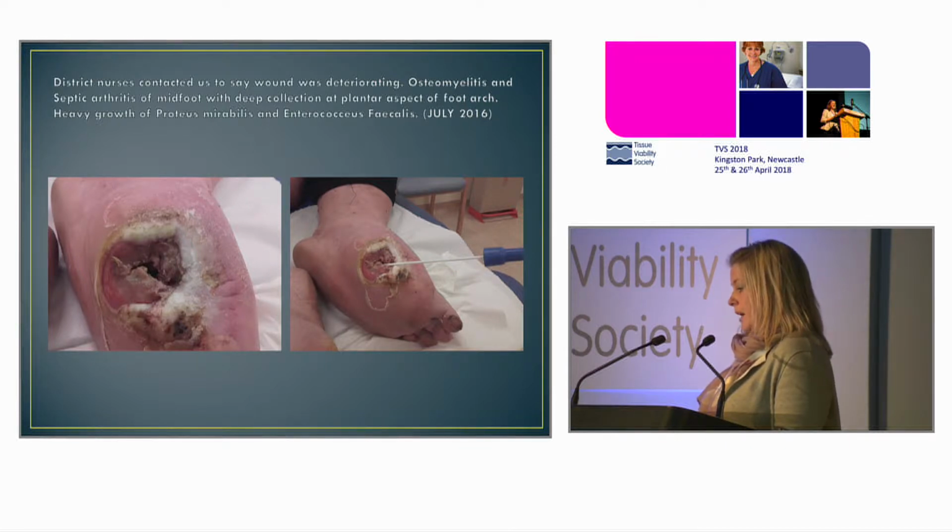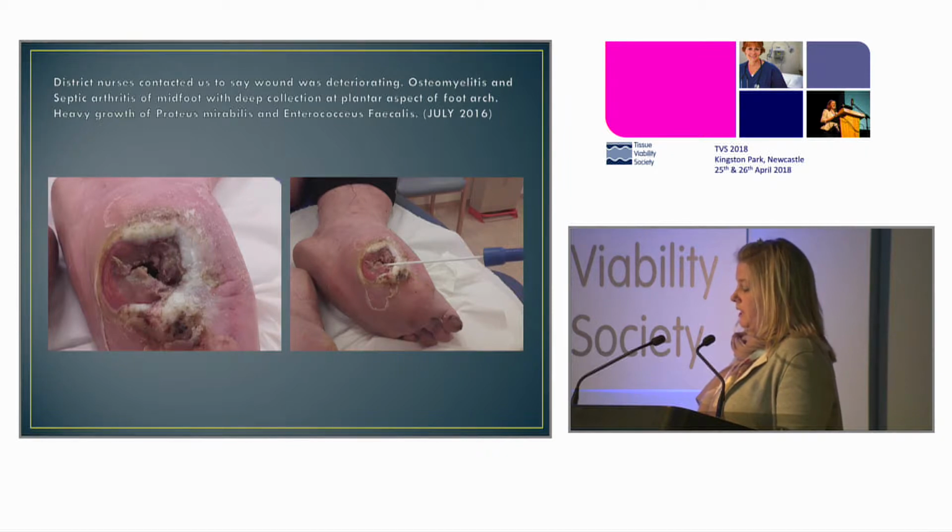So again, at this point, we sat her down and we had to discuss the fact that she'd been very lucky the last time, but unfortunately she might not be as lucky this time, and that we would do all that we could to save the foot, but it was looking quite unlikely.